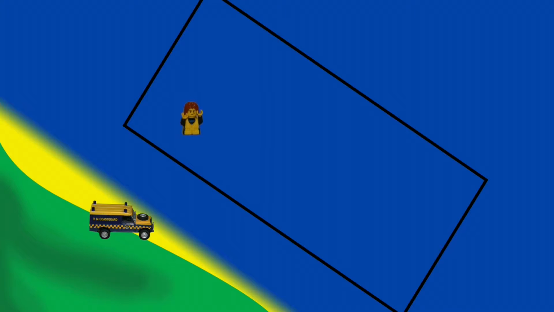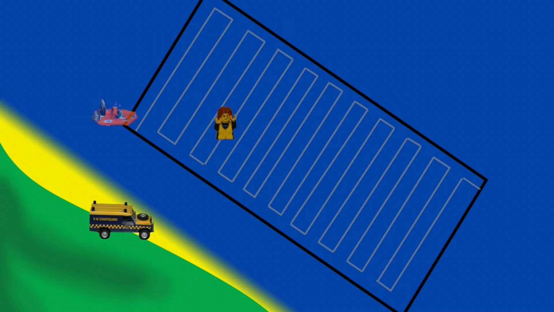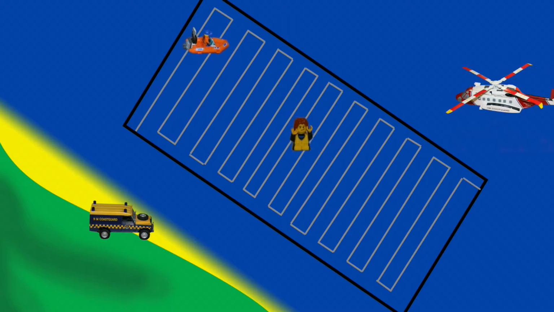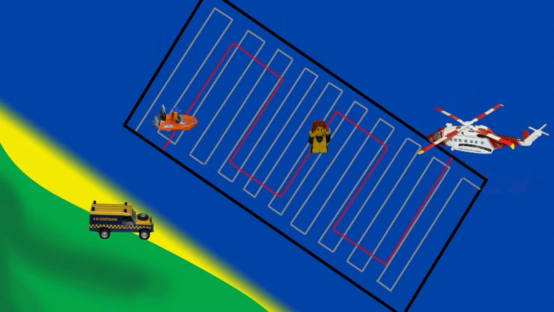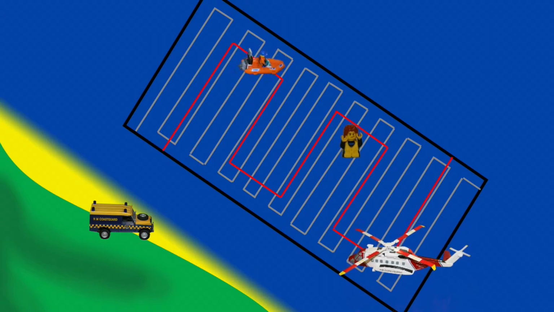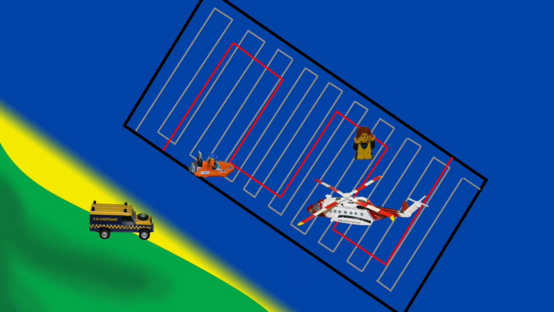Because we know the tide and weather conditions, the box is where the person should be. The grey zigzag in the box is the route the lifeboat will take. This gives them the best possible chance of actually finding the person. When we call the Coast Guard Rescue Helicopter, it is going to follow the red line, and the red line's wider because they're higher up and they can see further.